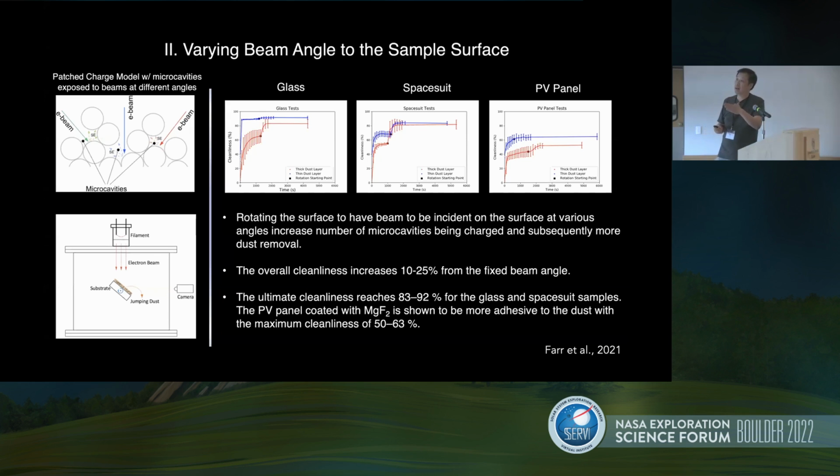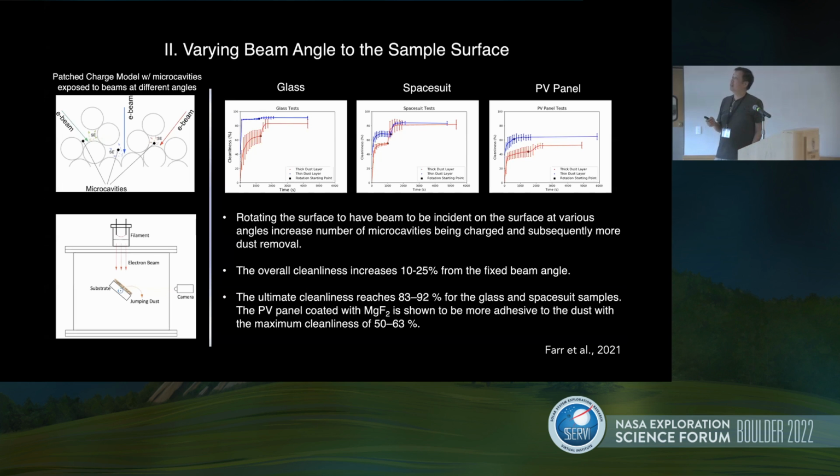So the bottom shows the same setup. The difference is this time we rotate the sample surface. Instead of rotating the beam source, it's easier to rotate the surface, but we made sure dust won't fall off by gravity. That way we can vary the beam angles relative to the dust.